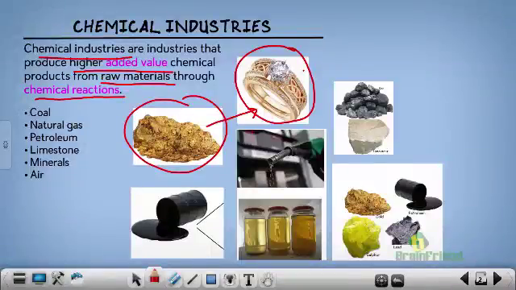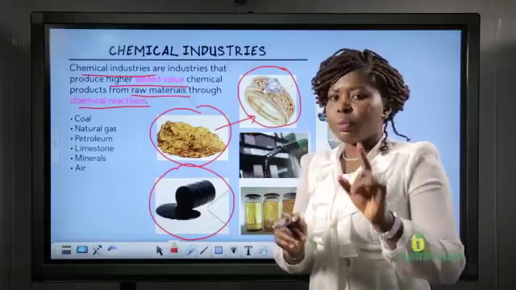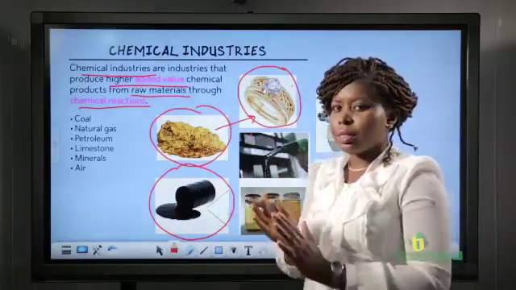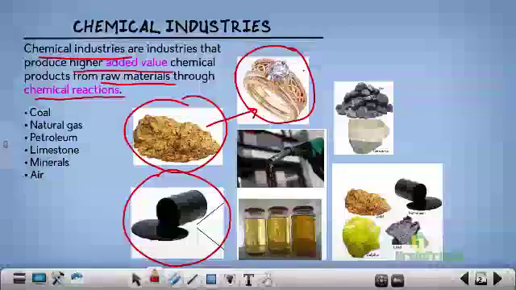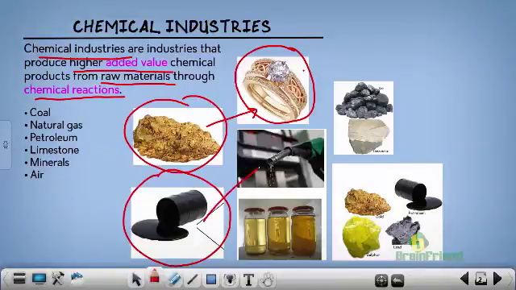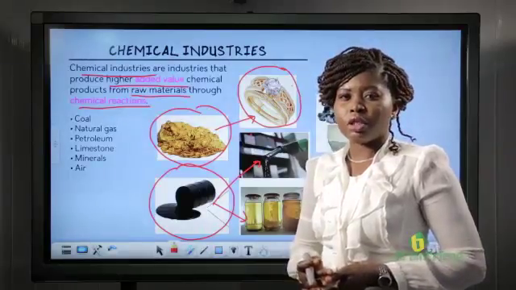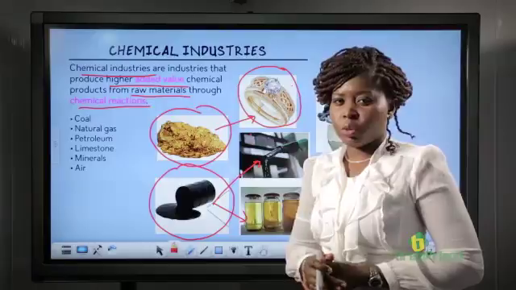Also, we have another material in its raw form called petroleum. Now, in this form, it cannot be used. We can't use it to do anything. But when petroleum has undergone some chemical processes in a chemical industry, it can produce varieties of fuels, such as the petrol we use to run our cars and the kerosene we use at home to cook. So you see that there are a lot of things that chemical industries are there to provide us with.